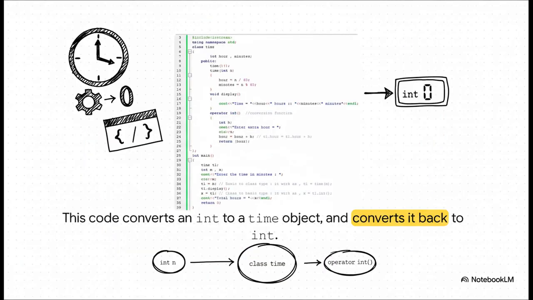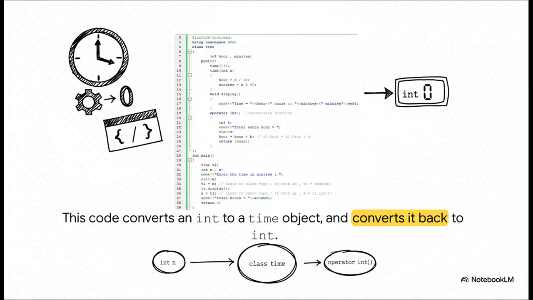Let's make this concrete with an example. We've got this time class. Now, see that constructor? Time int n? That's our tool for converting a basic type, an integer representing minutes, into a time object. Then, a little further down, you see operator int. That's our casting operator. That's the code that tells C++ how to turn a time object back into a plain old integer.